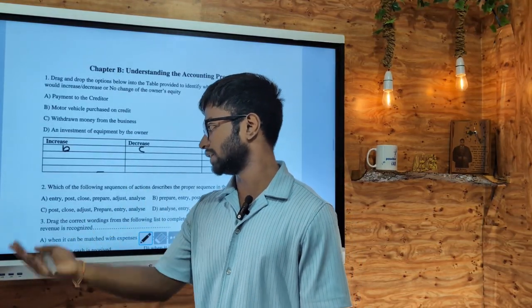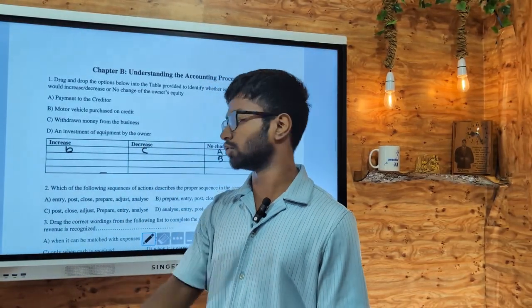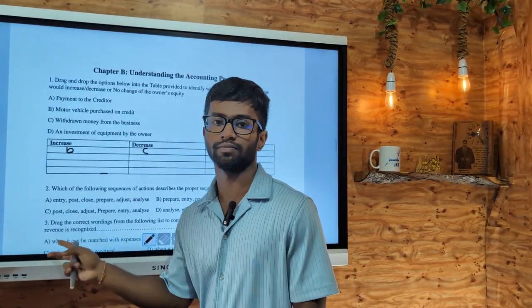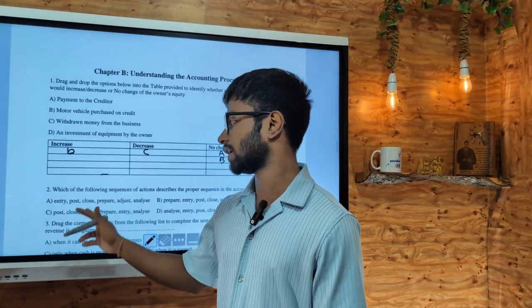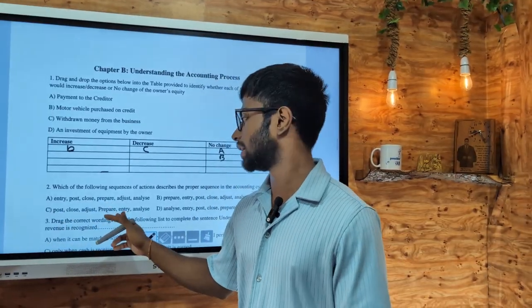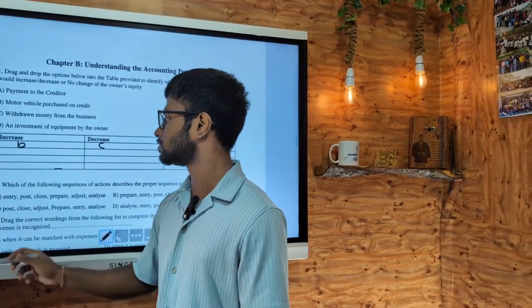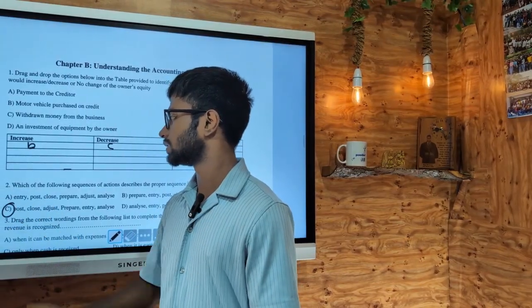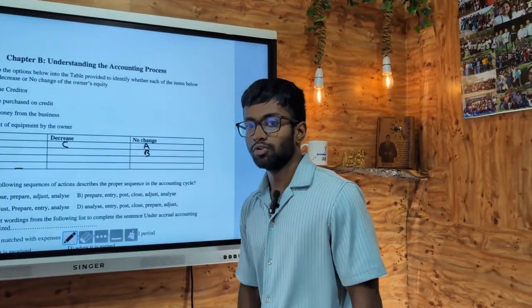Then if there is any adjustment that we have to do, we adjust it in the trial balance. Then we prepare the trial balance. Then we enter into our financial statements and do the analysis. So for the second one, it should be answer number C. Then we can move on to the next part.